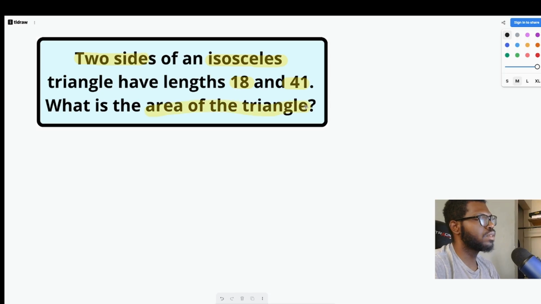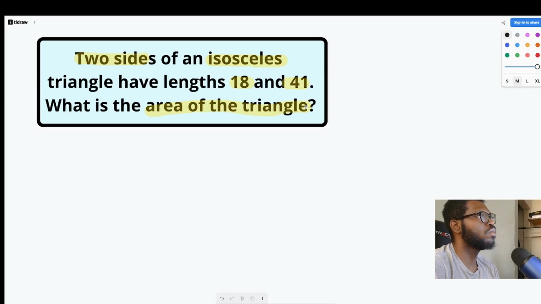All right. For some people, their first thought might be to just use 18 as the base and 41 as the height of the triangle, or vice versa, and try to find the area just using 1/2 base times height. But that doesn't quite work here because neither 18 nor 41 are necessarily the base and height. We have to be more careful with how we think about this problem.